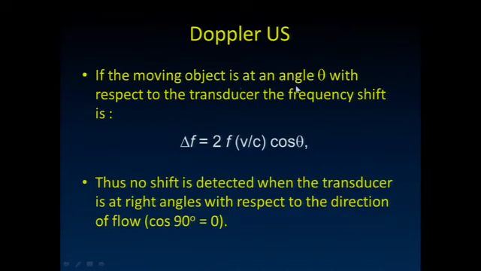If the moving object is at an angle theta with respect to the transducer, then the frequency shift gets multiplied by this cosine theta term here. And the importance of that is there's no shift detected when the transducer is at right angles with respect to the direction of flow. So if we want to get good Doppler estimations of flow, we really have to make sure that we're away from this 90-degree angle.